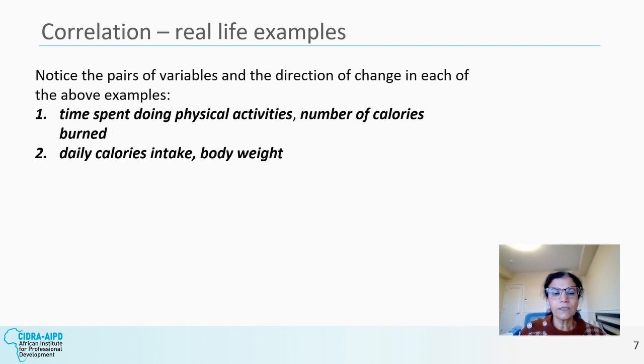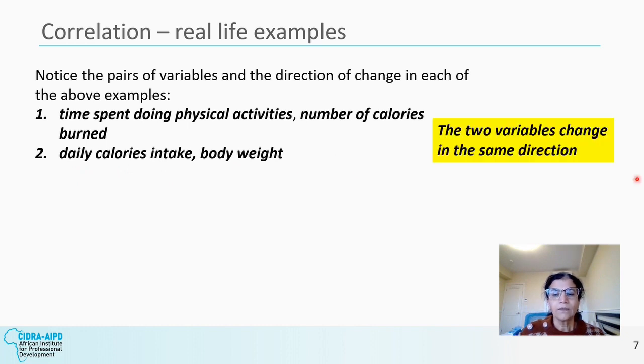Now let us notice the pairs of variables and the direction of change in each of the above examples. As we noted before, we have seen two variables, time spent and number of calories. Second example, daily calories intake and body weight. In these two examples, when one variable increases, the other also increases. So the two variables change in the same direction. Daily calories intake increases, body weight increases.